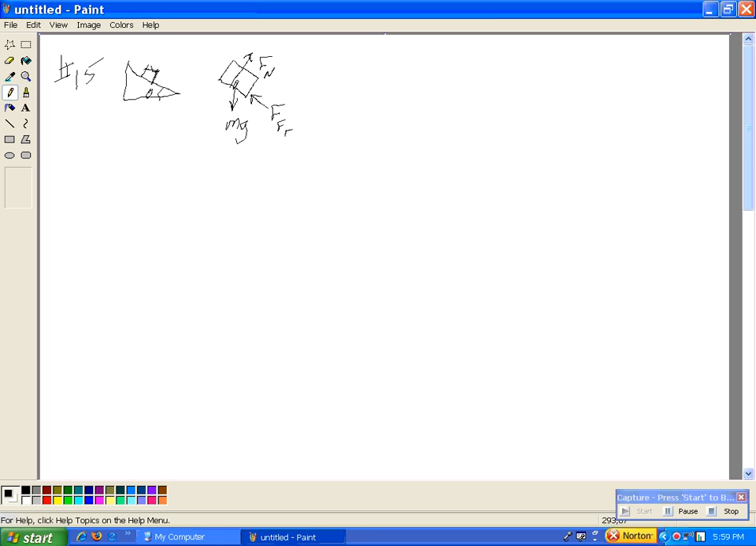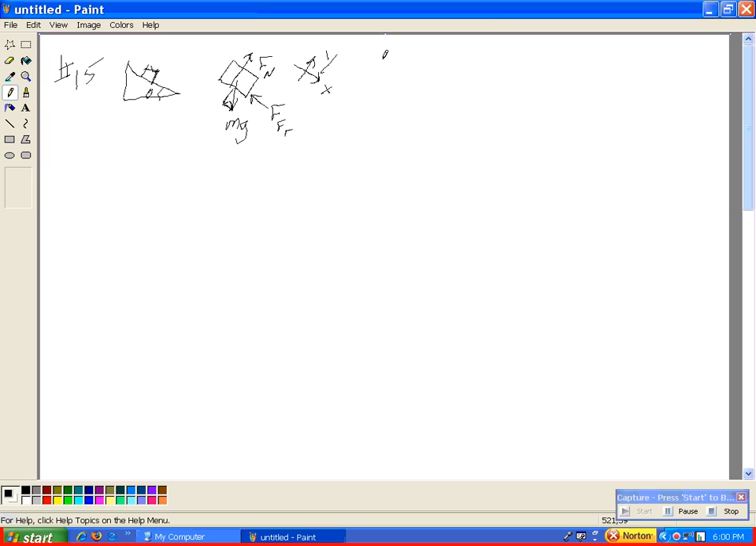And you could break up the force of gravity to match the x and y axis. So we'll have the x and y axis at the value of the angle that's given. So here's x and here's y. Okay. All right, let's see what's given.